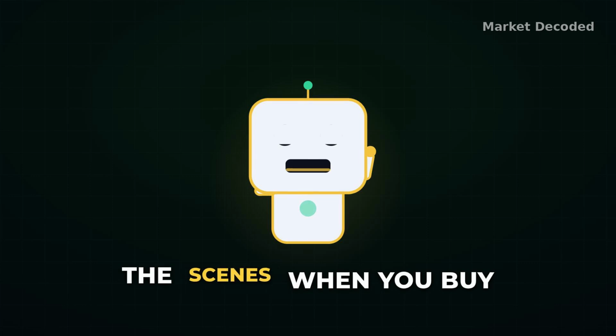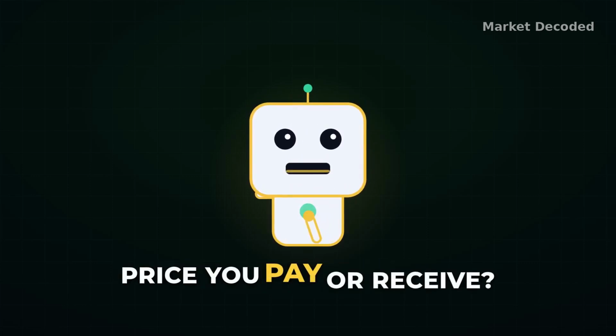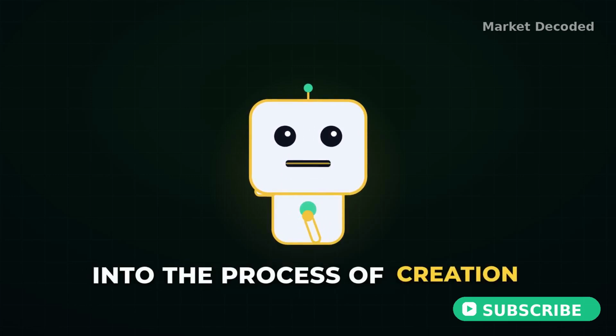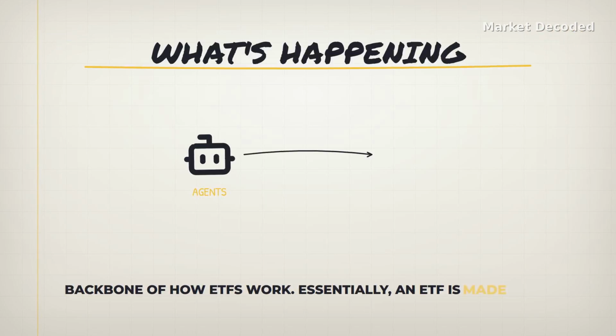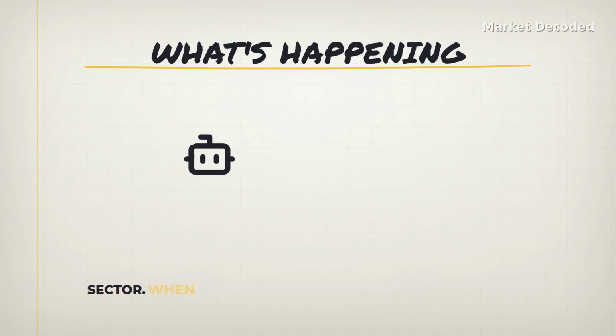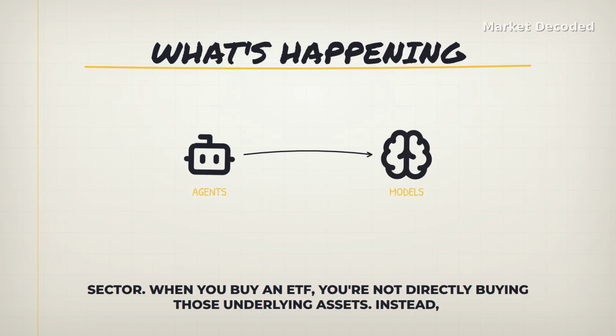What happens behind the scenes when you buy or sell an ETF? And how does it affect the price you pay or receive? To understand this, let's dive into the process of creation and redemption, which is the backbone of how ETFs work. Essentially, an ETF is made up of a basket of assets, like stocks or bonds, that track a specific index or sector. When you buy an ETF, you're not directly buying those underlying assets. Instead, you're buying a share of the fund that holds them.